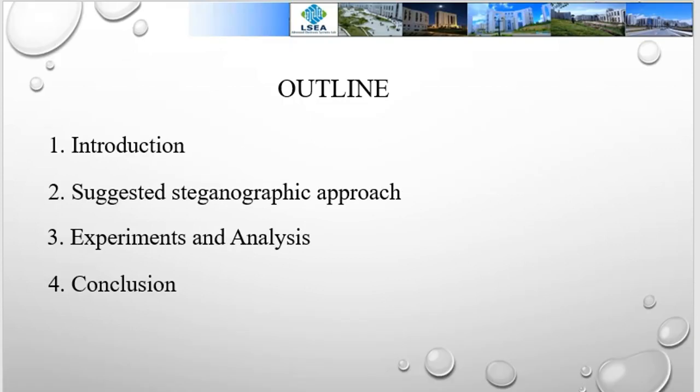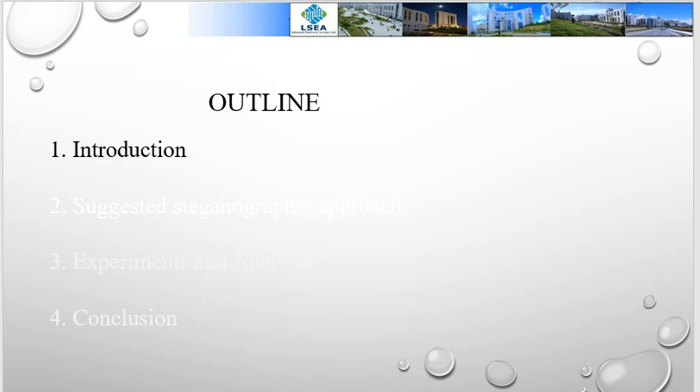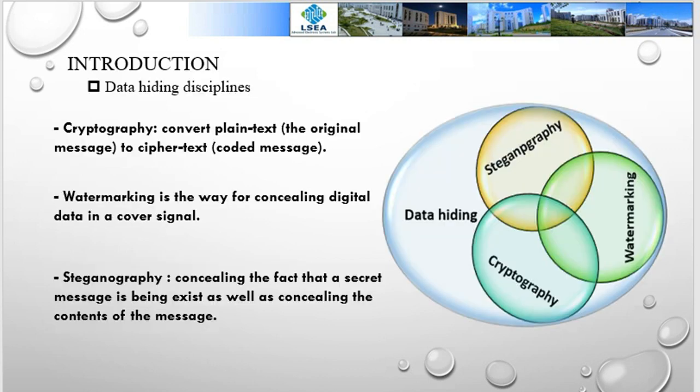This is the outline of the presentation, and I will detail our work from the following four aspects. First, the introduction. Information hiding is distinguished by three main concepts: cryptography, watermarking, and steganography. Encryption, or enciphering, is a process that converts plain text to ciphertext. Cryptography schemes can be split into two categories: symmetric key cryptography and asymmetric key cryptography.